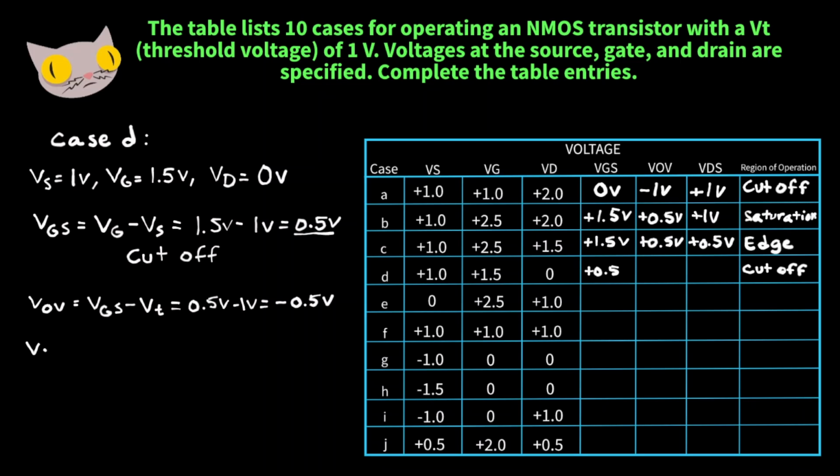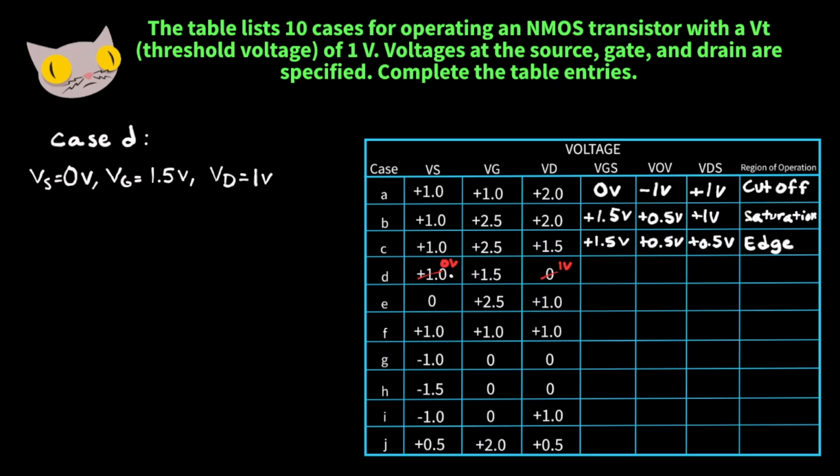And for our drain to source, VD minus Vs, 0 minus 1, that's going to give us negative 1 volt. But let's stop right here. Because our VDS is negative, what we should have done was switch our drain and our source voltages. And we can do that because the MOSFET is a symmetric device. So let's go ahead and exchange the drain and source voltage and start over.